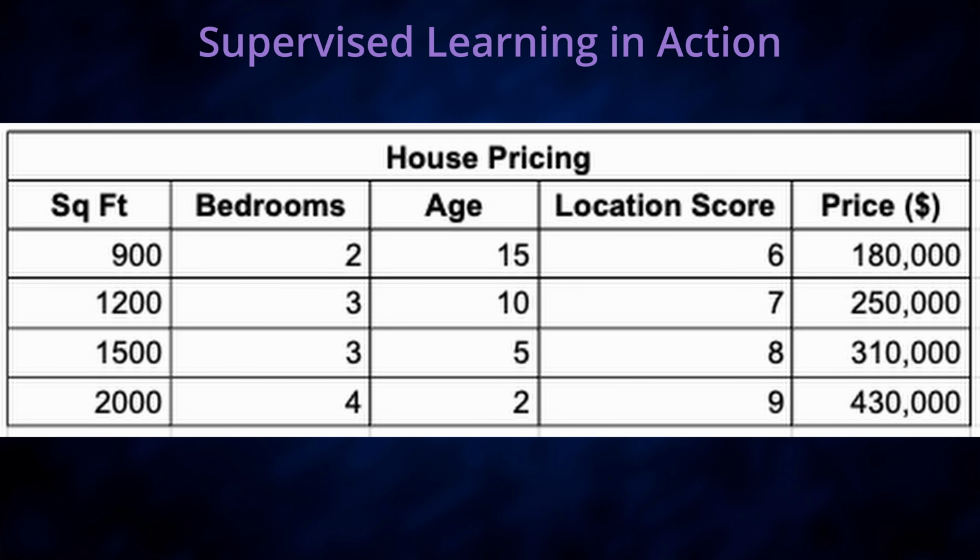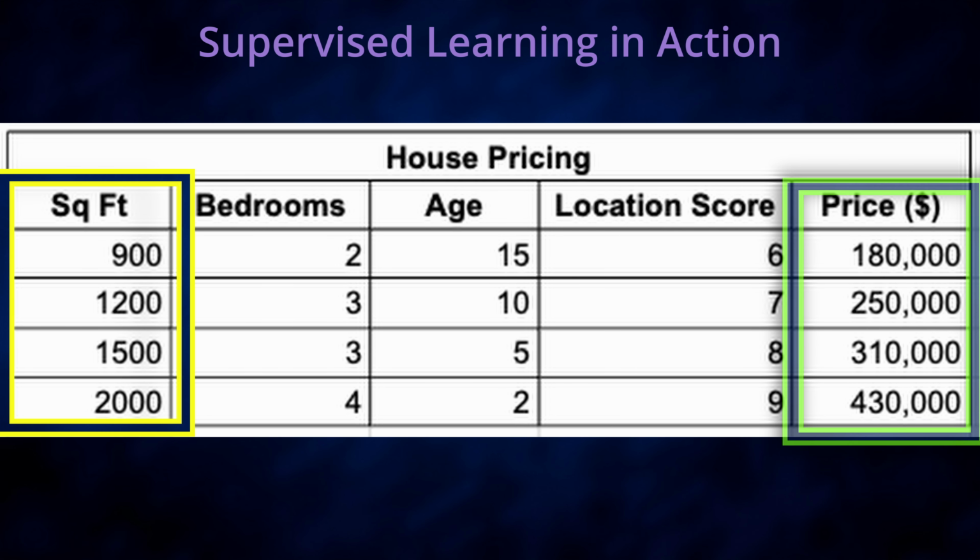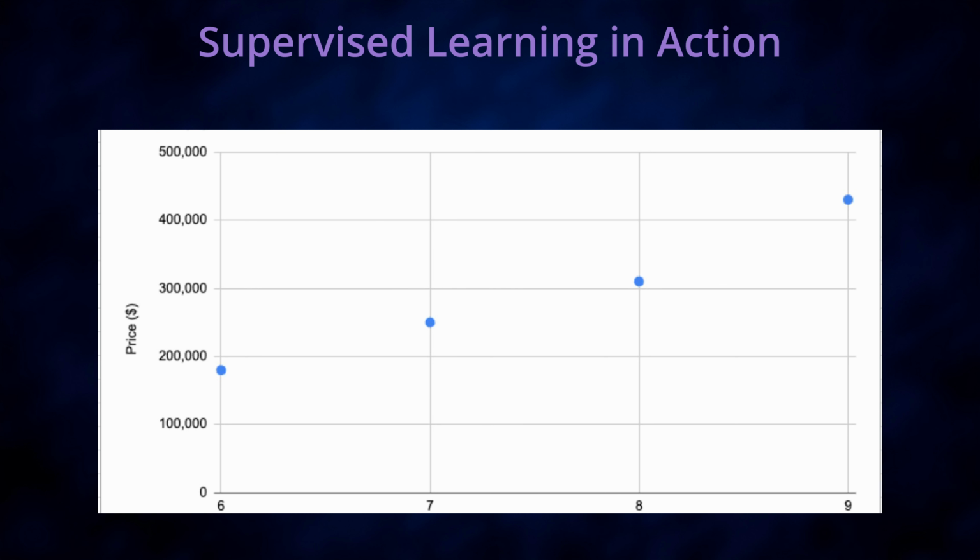Supervised learning in action, practical mini demo. Here's a small data set of houses. Each row is a real estate listing, and the price is what we want to predict. Our goal is simple: predict the price of a house based on its features. Let's begin with just one feature: square footage. As the size increases, the price usually goes up. Linear regression tries to capture this trend.